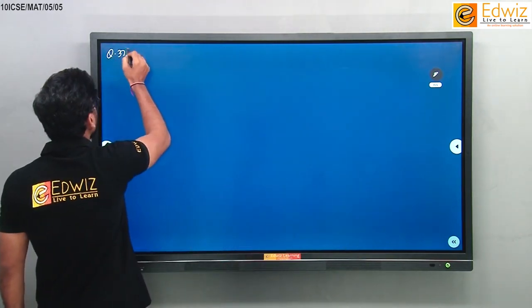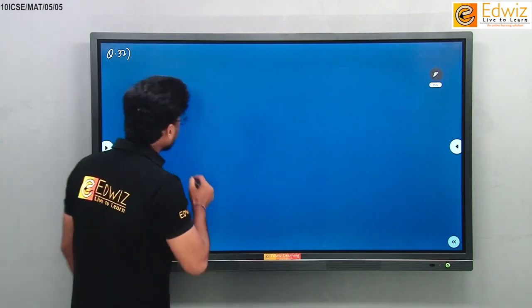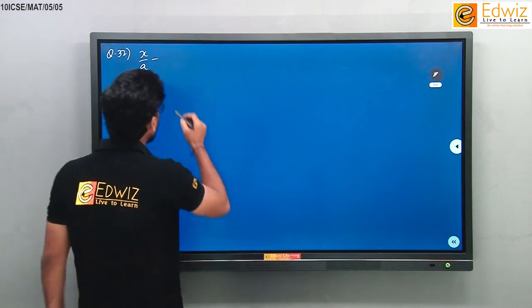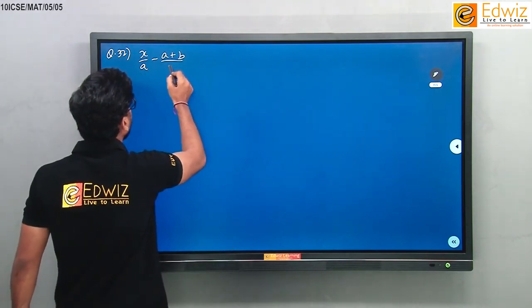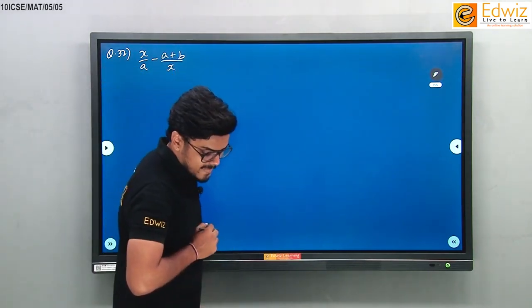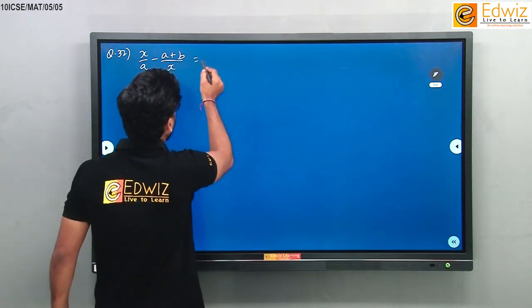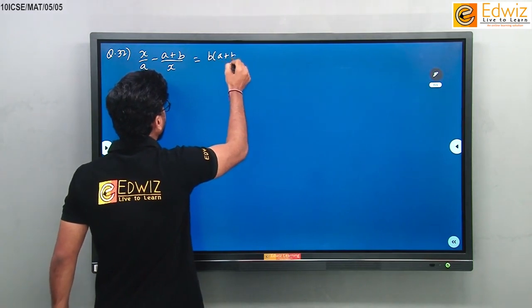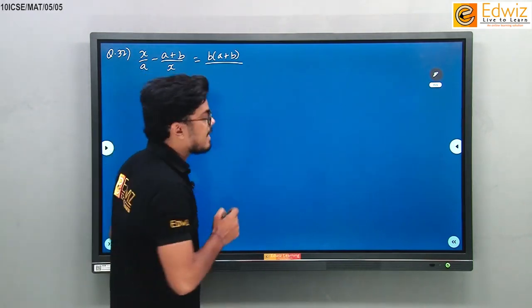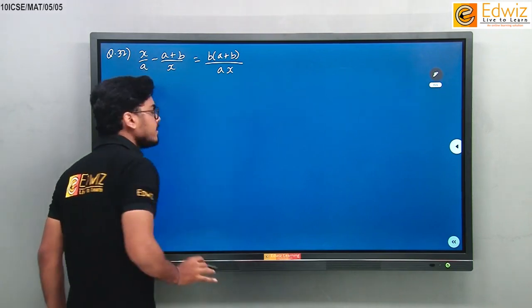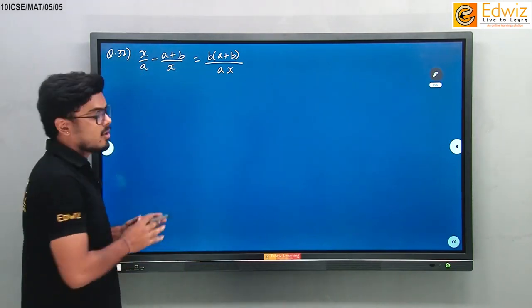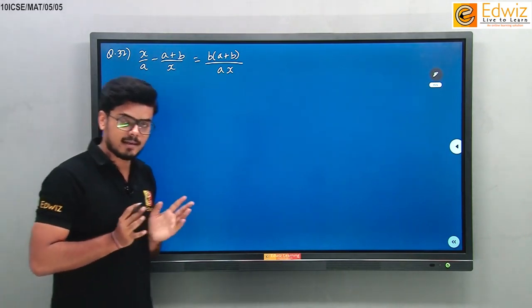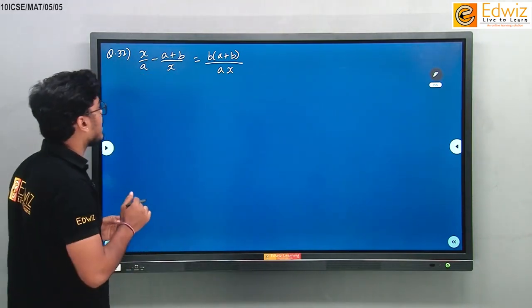Question number 32, the equation is x upon a minus a plus b upon x equals to b multiplied by a plus b divided by ax. Okay, and here they have told us that a and x, they are not equal to 0 because they are in the denominator. As you can see, denominator cannot be equal to 0. Now let us see how we can solve this.